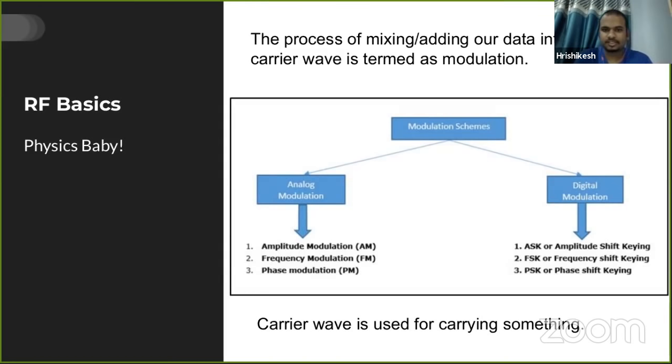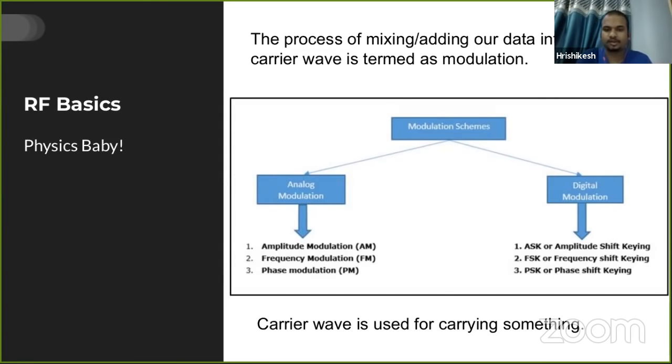So, modulation schemes: analog modulation and digital modulation. There are two kinds of modulation schemes. Amplitude modulation, frequency modulation, and phase modulation are analog modulation, and ASK, FSK, and PSK are digital modulation, which is amplitude shift keying, frequency shift keying, and phase shift keying. So, carrier waves are used for carrying something.